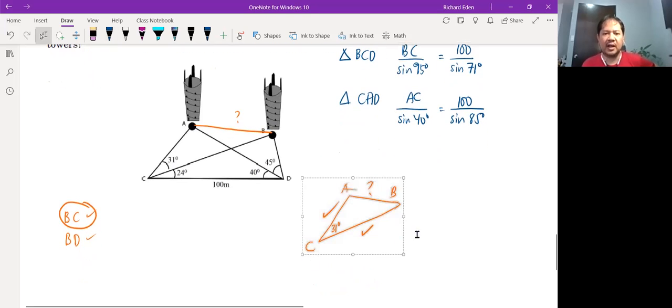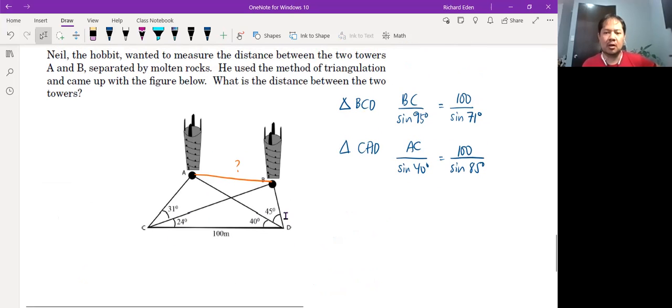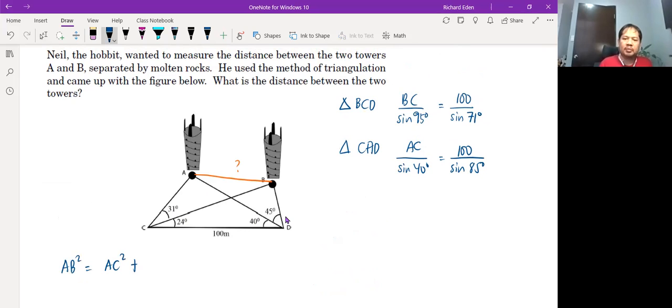Then to find AB, we need the law of cosines. So it's AC squared plus BC squared minus twice AC BC cosine.